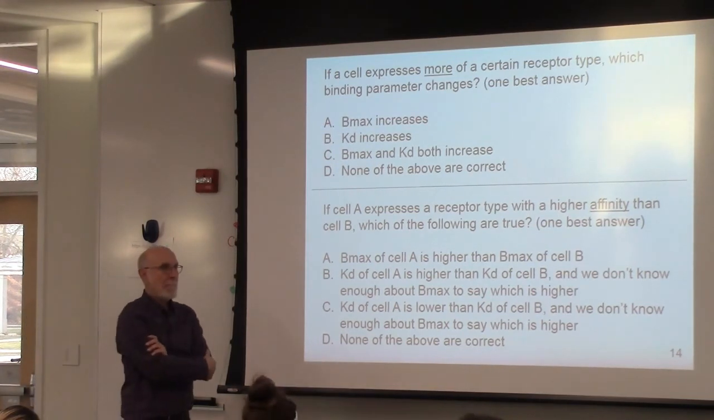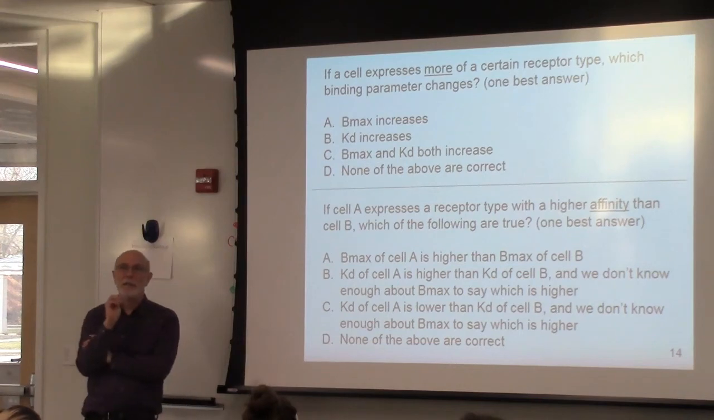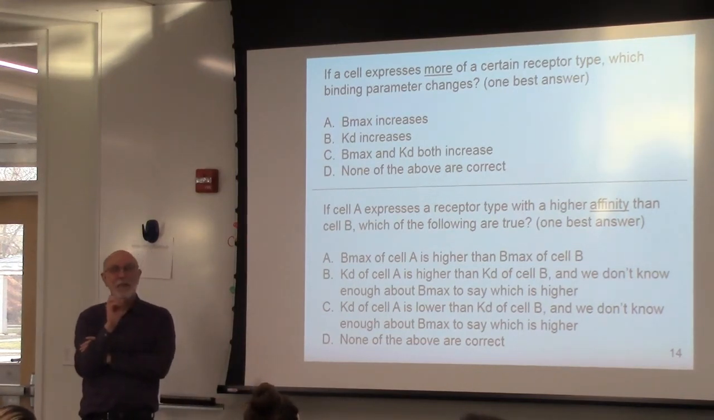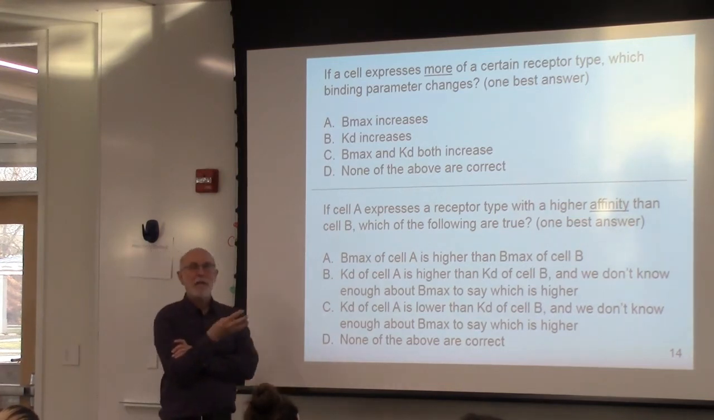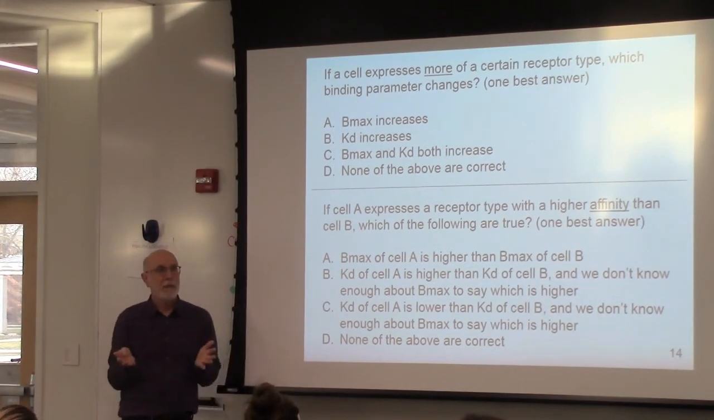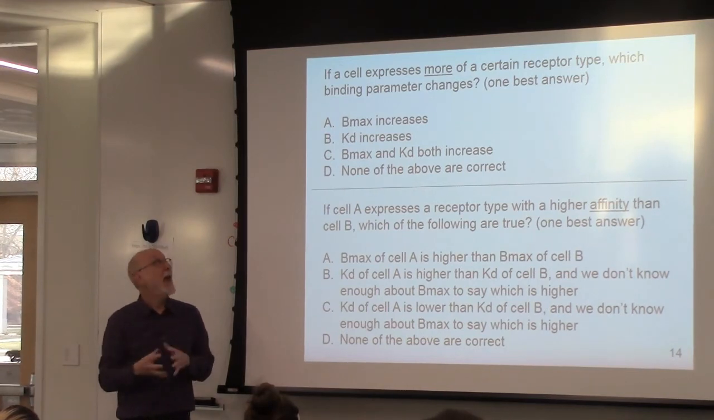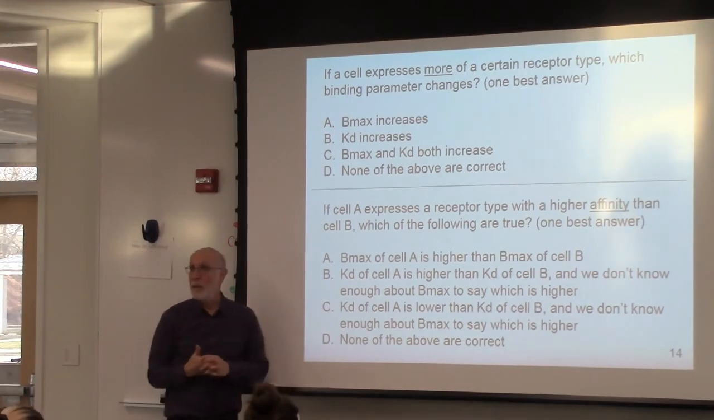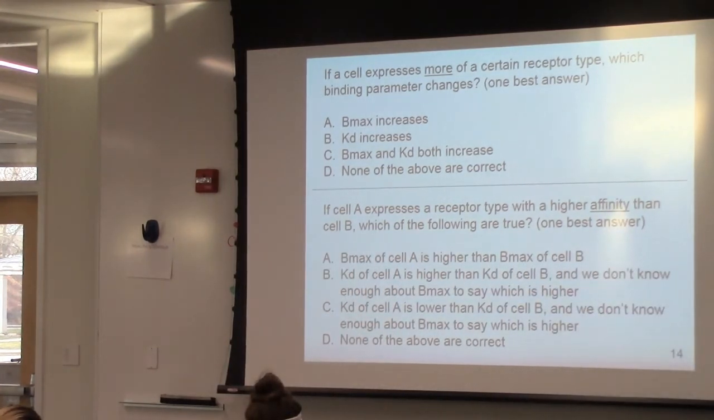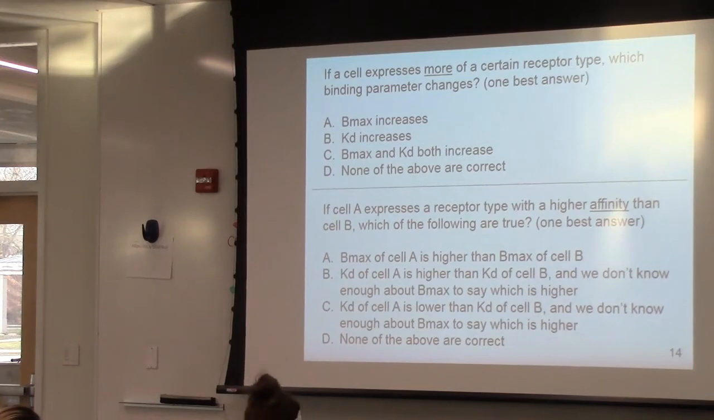Okay, so I was trying to give you hints, but some of you changed from a correct answer to an incorrect answer, so that didn't help. More receptors means higher Bmax. If the receptor is the same, KD is the same. So A is the best answer. If you change the number of receptors, you change the maximum number that can be bound.